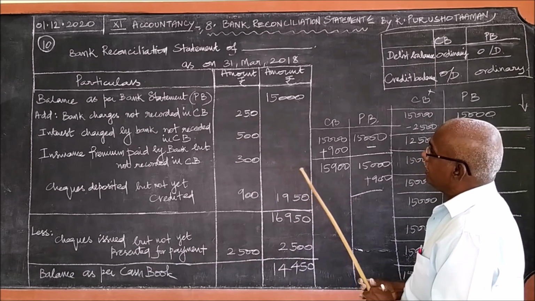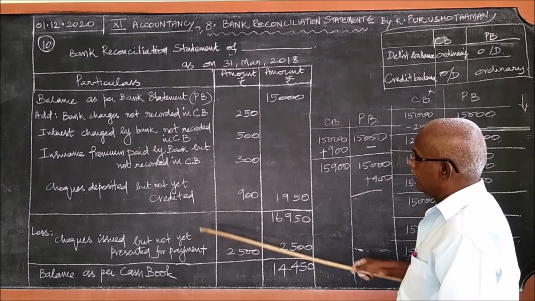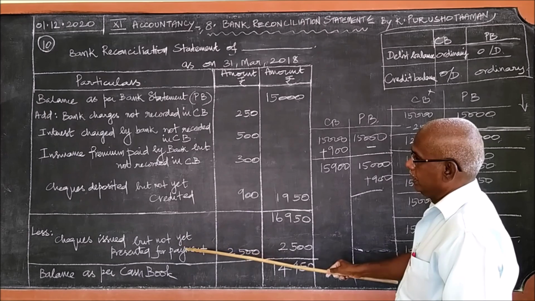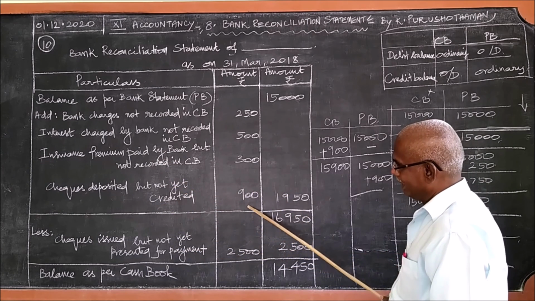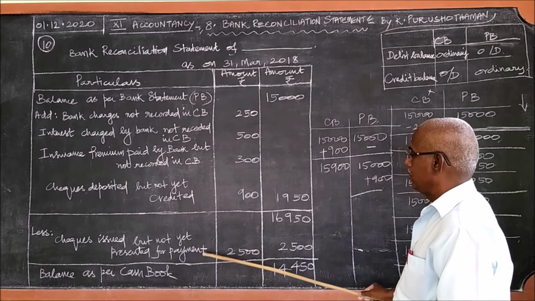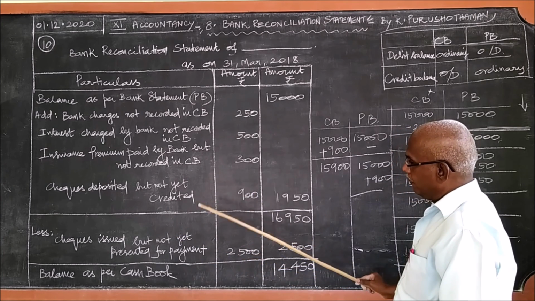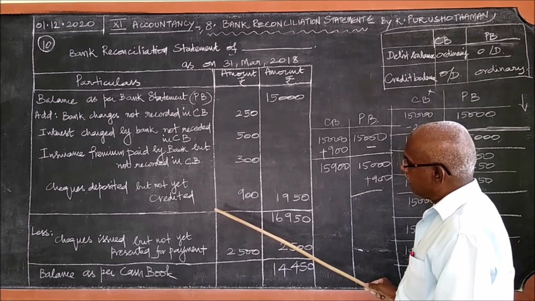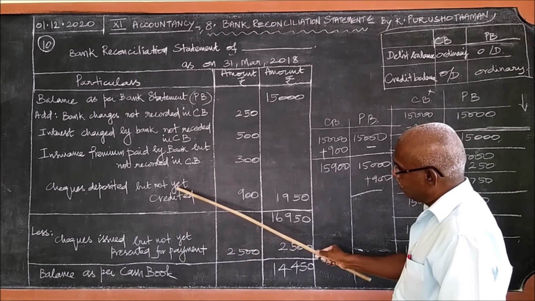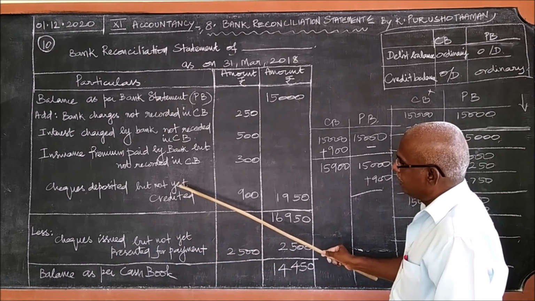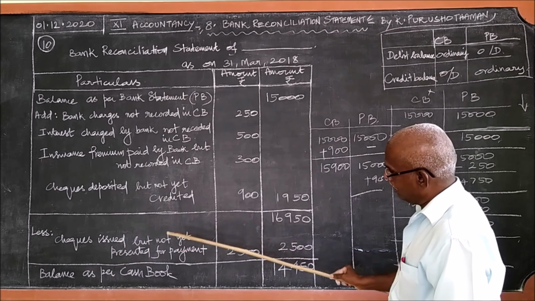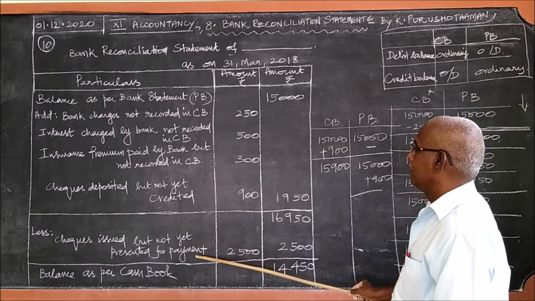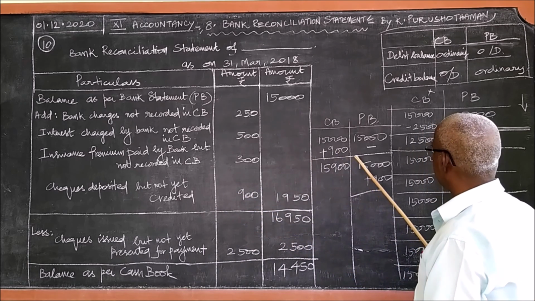I told you in other problems also, these two are opposite to each other. Deposited but not credited is in hand. Checks issued but not presented will be less. If checks issued but not presented is added, this will be less. If it is here, then this will be here. If it goes there, that will automatically come down here. So these are all opposite entries.